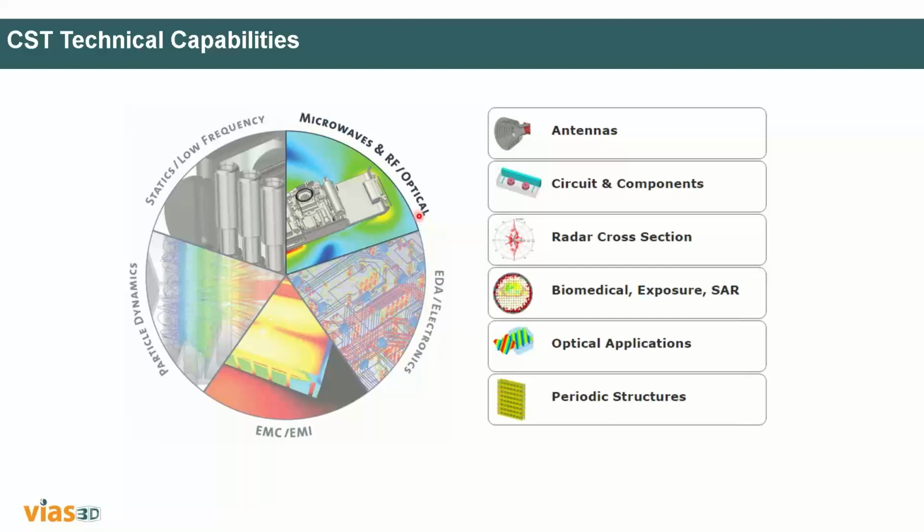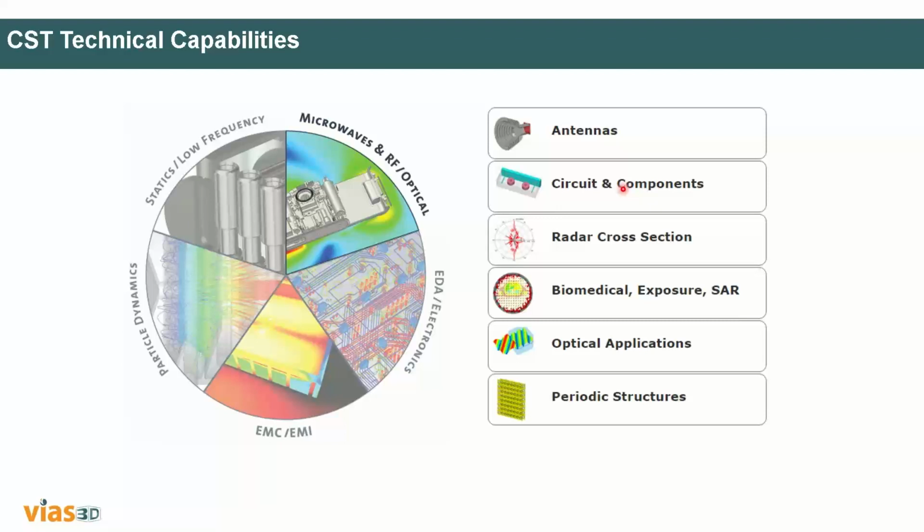One thing is microwave, RF, and optical. In microwave, RF, and optical, what are the things you can do? One thing is antenna design, antenna array designs, etc. Then circuit and components. As I mentioned before, passive antennas are not the area of interest nowadays. More than that, active antennas are getting more attention.